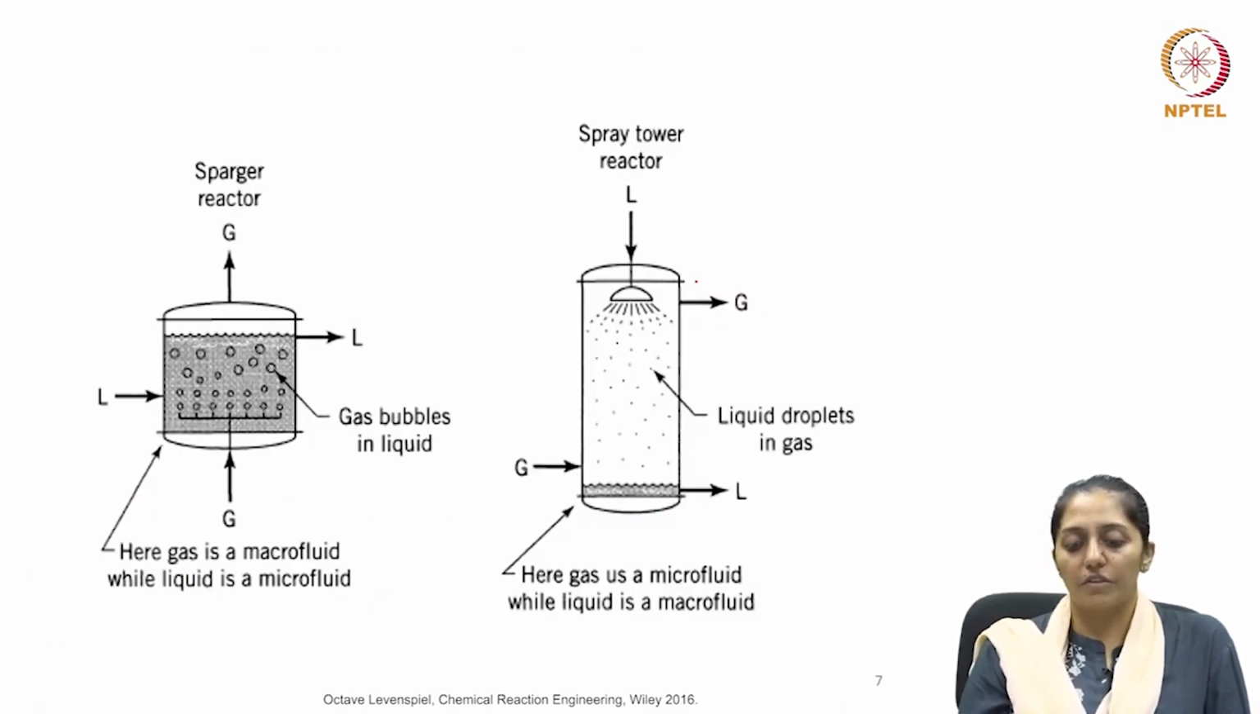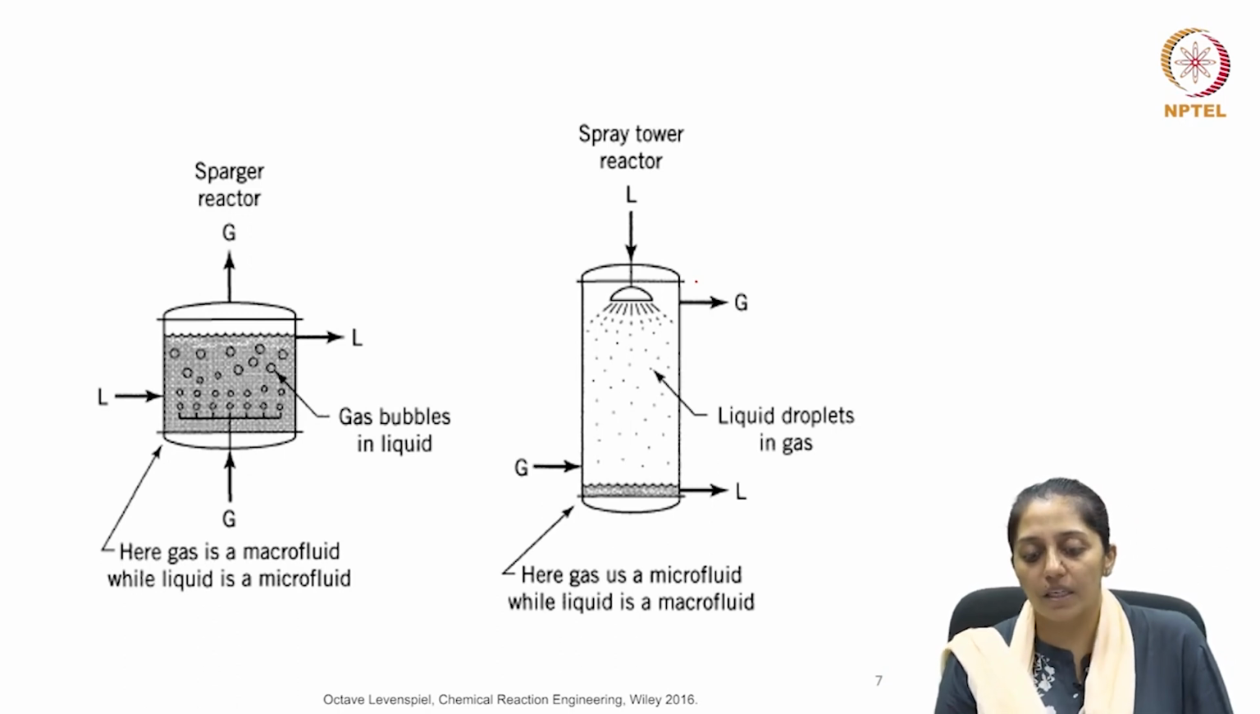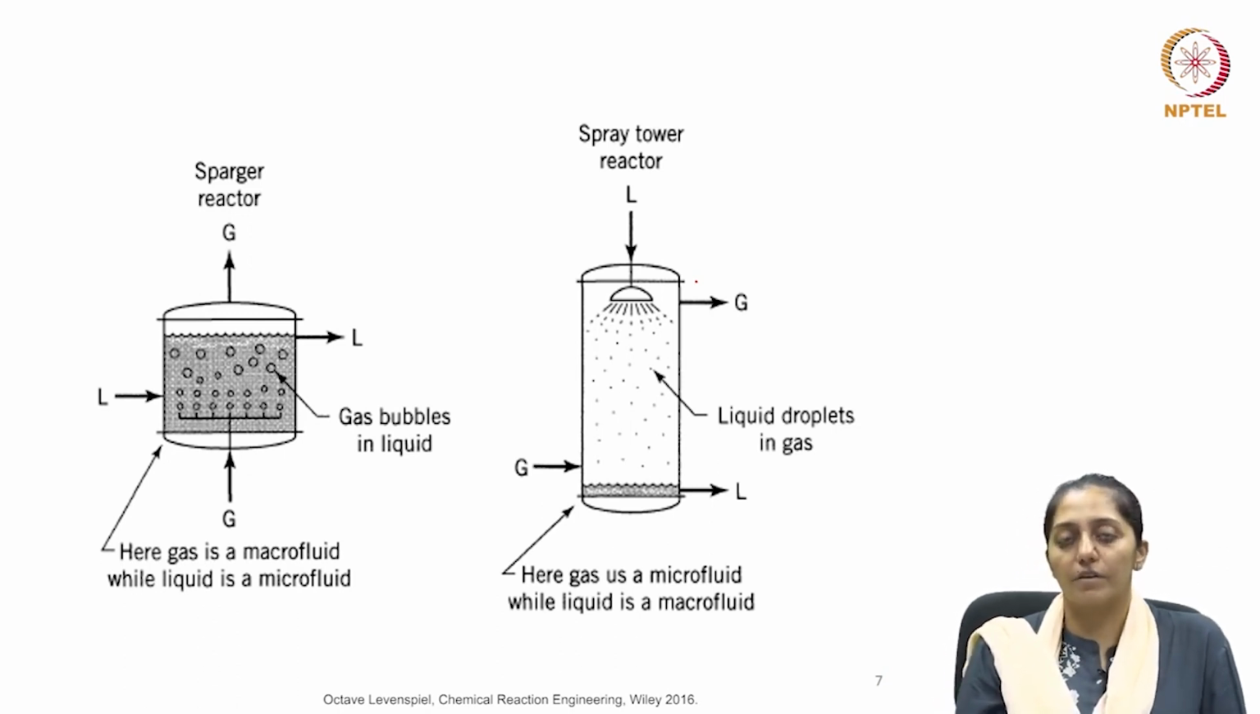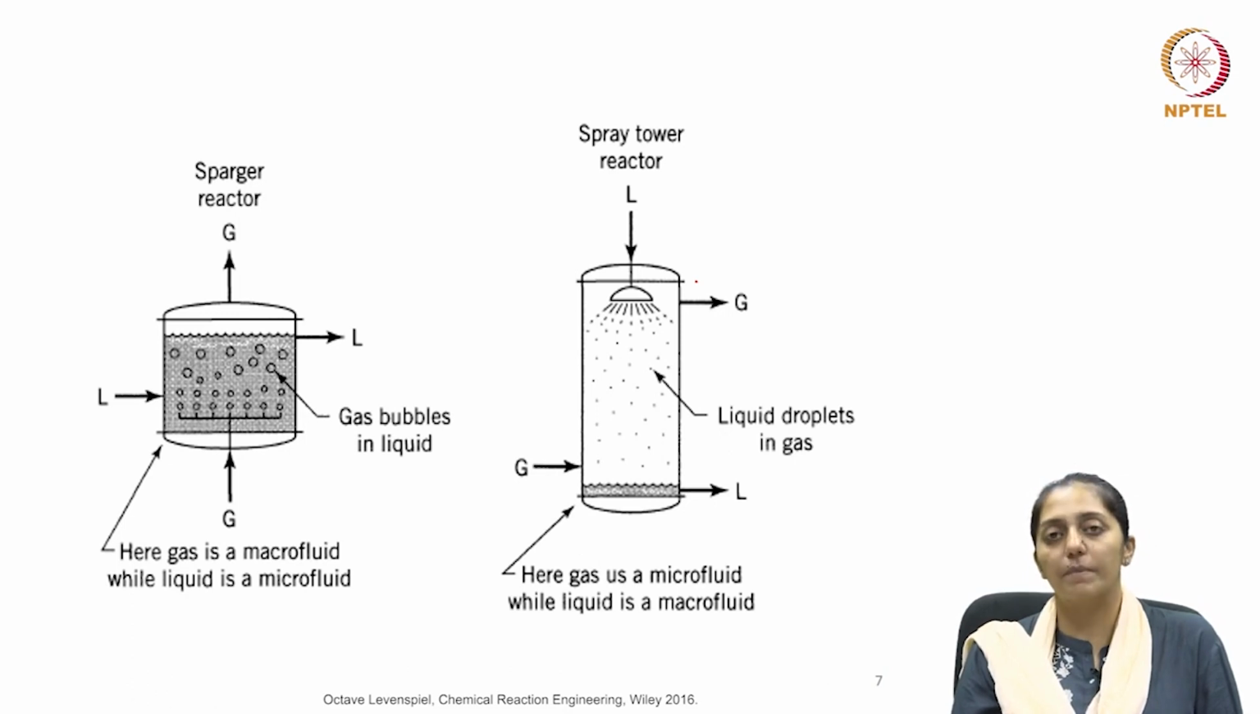So, like the picture shown here, this is a sparged reactor. Here the gas is the macrofluid while the liquid is the microfluid. So, the gas bubbles are moving up. Now, if you see a trickle bed reactor or a spray reactor, tower reactor, then the liquid becomes the macrofluid and the gas is the microfluid. The liquid is being dispersed in the gas phase.